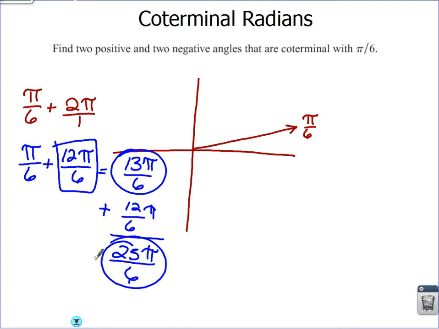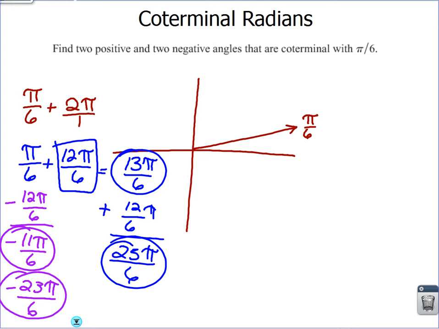So there's two positives. Now let's go the other direction. Let's take away. So you've got your pi over 6, and let's take a rotation away from that, which is minus 12 pi over 6, which would be negative 11 pi over 6. Or take away another rotation, and you get negative 23 pi over 6.